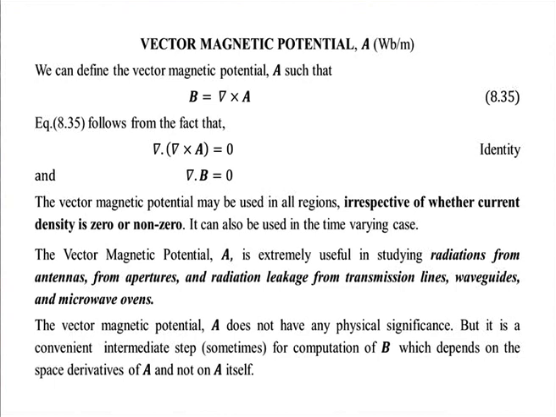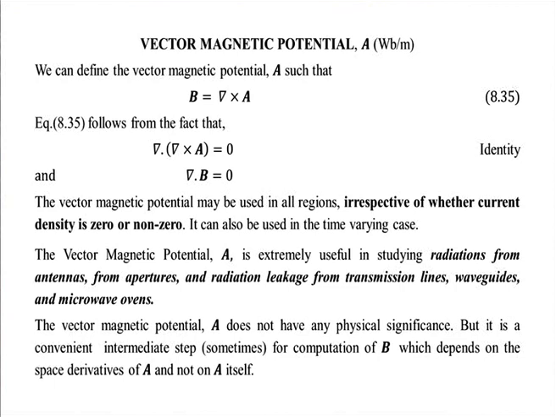The vector magnetic potential is very useful in all regions irrespective of whether current density exists or not. It is also applicable in the time varying case. The vector magnetic potential is very useful in studying radiations coming from apertures and antennas, and for the leakage radiations coming from transmission lines, waveguides and microwave ovens.